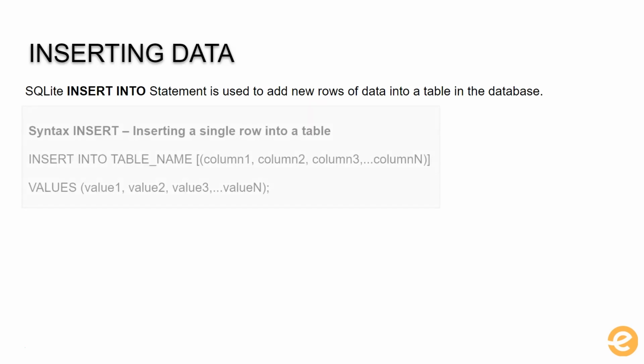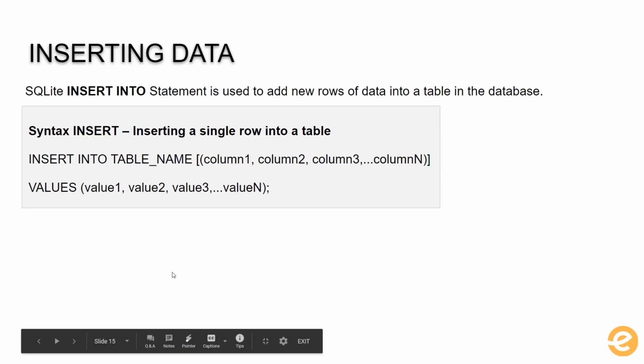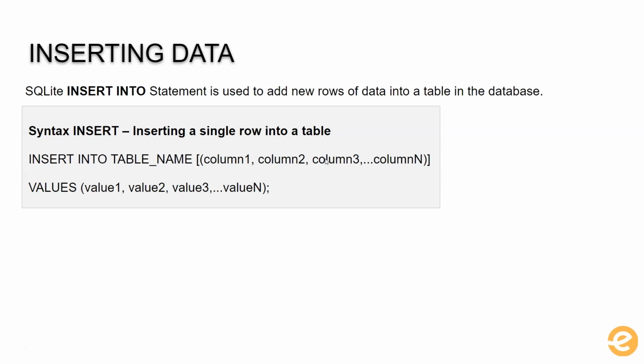Now let's look at the syntax. The very simple syntax, when you need to insert just one single row, is INSERT INTO table name. You need to specify the columns, in case you want the data to be updated in only a few columns. Then you need to specify the columns and then the values.